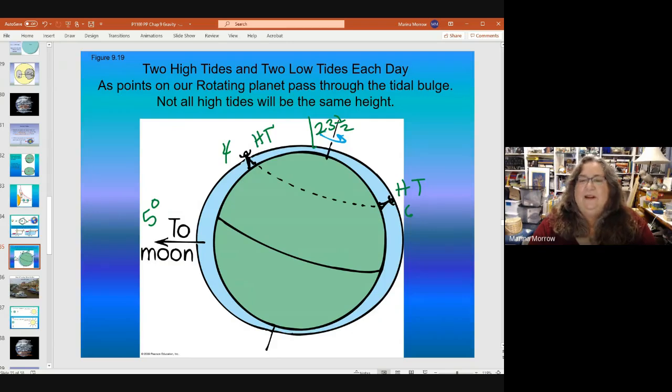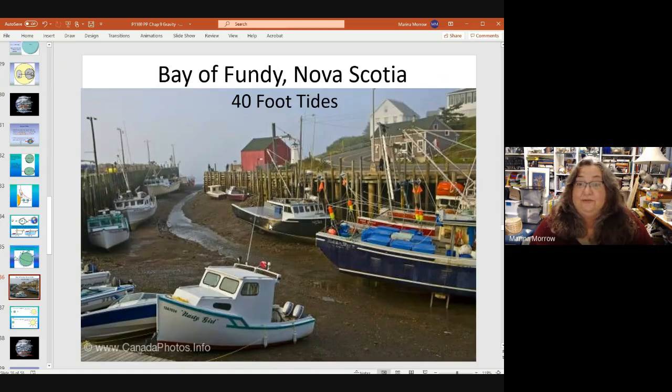Okay, and so you can have different amounts of high tide and low tide. Not all high tides are the same height, and not all places experience the same extremes of tides. The Bay of Fundy in Nova Scotia is known for its 40-foot tides.